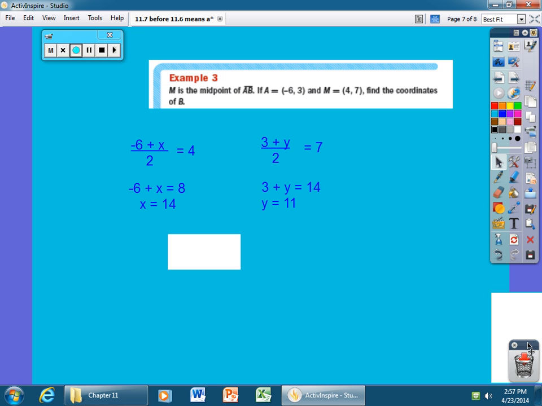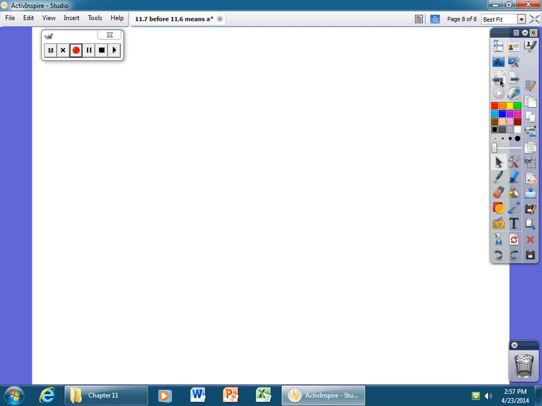The same thing for the y-coordinate. I know that A is 3, I don't know what B is, but I do know that if I divide by 2, I'm going to get 7, so I work out the equation. So I find out that point B is the point 14, 11 on the coordinate plane. So this is another example of using the midpoint in a slightly different way.